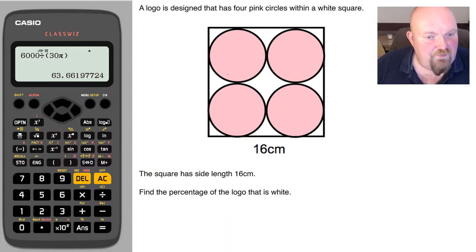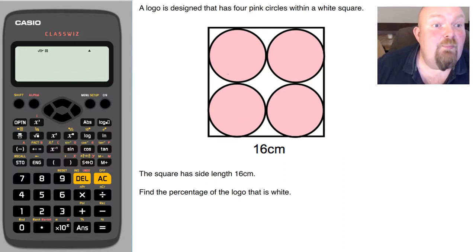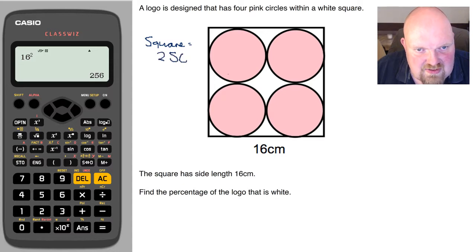So the first thing I'm going to do is cancel the calculator from the previous question. Then I'm going to work out the total area of the white square. And that, of course, is 16 squared. 16 squared is 256. So if I just jot that down there, I can say the square is 256 centimeters squared. So I know that, okay?